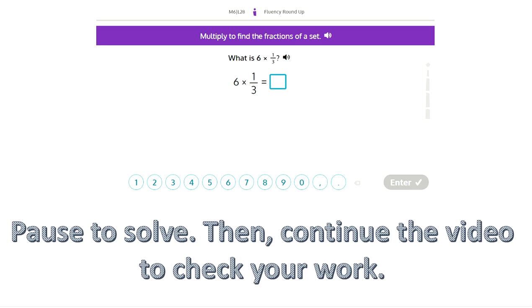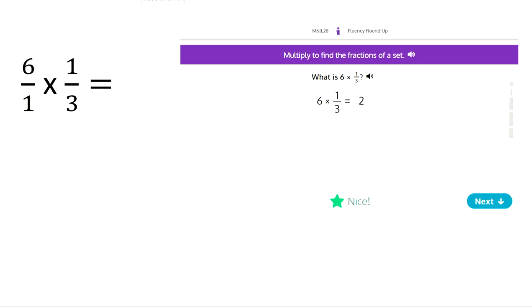This lesson is all about fluency with fractions. We're going to begin with multiplying to find fractions of a set. We want to know, what is 6 times 1/3? Go ahead and pause, solve it on paper, and then continue to check your work. 6 times 1/3 is 2 wholes.